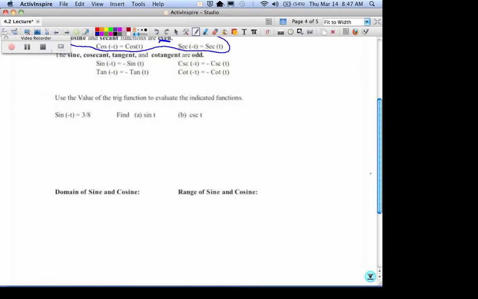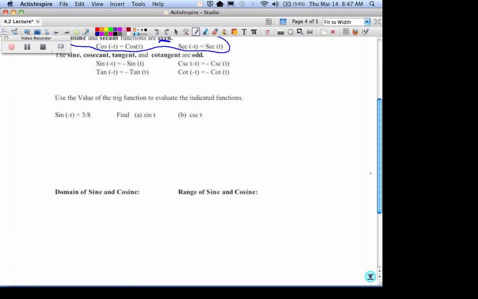Knowing that things are odd or even is not going to make or break you for the test. Okay? So don't worry about that. Use the value of the trig function to evaluate the indicated function. So they're asking us, what's sine of t? So if somebody tells me sine of negative t equals 3/8, right? According to this, it tells me that the sine is odd.